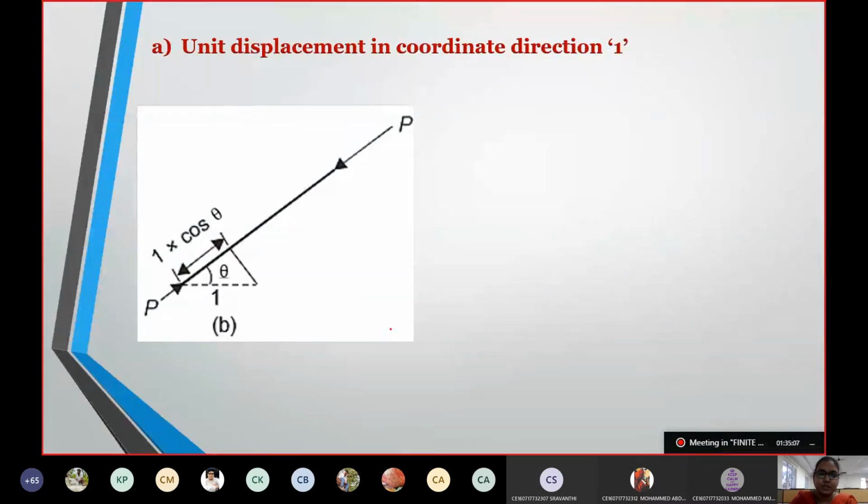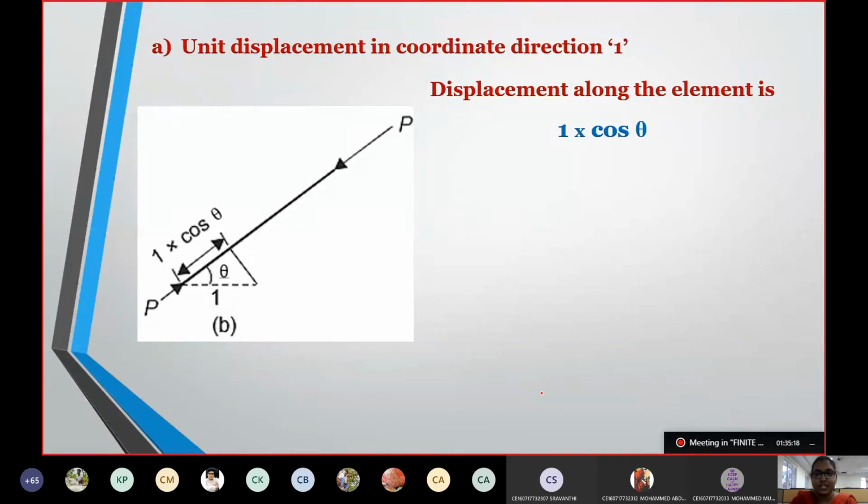Force in the member becomes 1 into cos theta, right? So the displacement along the element is 1 into cos theta. In the previous case, when you have seen in the bar element, the displacement was directly 1 only. Unit displacement indicated 1. Here, we are giving unit displacement in x direction because it's one of the elements from the truss. When I'm giving the axial force, we are giving unit displacement 1. But with that unit displacement 1, we need to see how the force is acting in the member element.